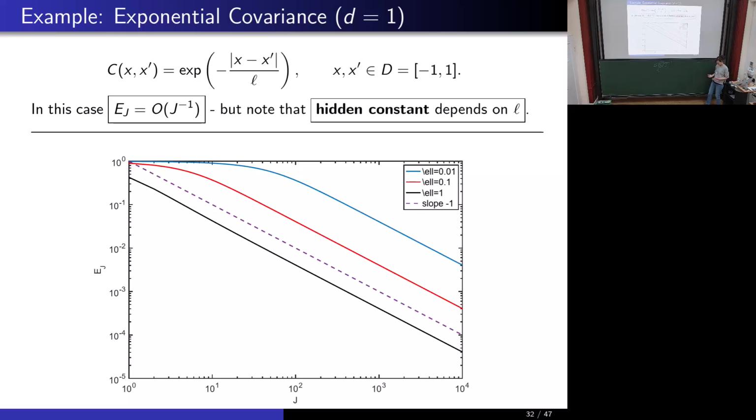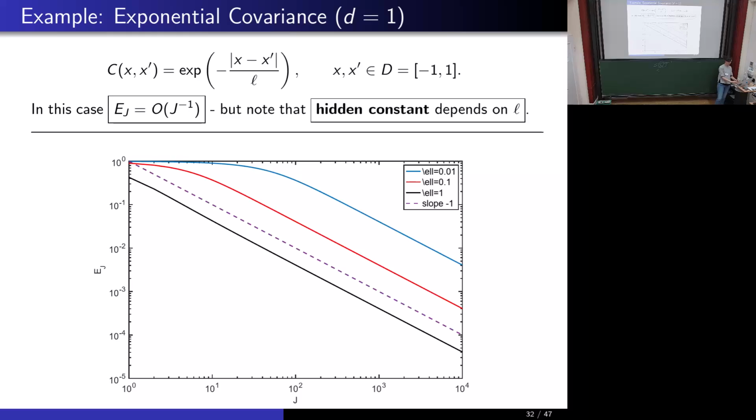So if I want to use these truncated Karhunen-Loève expansions to represent my random field, how many terms am I going to need to keep? The correlation length is small, as you can tell in this graph. The smaller the correlation length, the higher the value of J that you will need to represent your random field well.